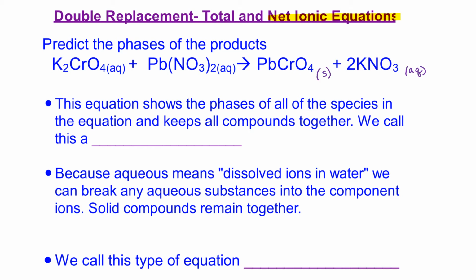And so this is the type of chemical reaction that we've been writing in the past couple of classes. This equation is the one that's going to show the phases of matter for all of the species, and species is really talking about chemicals here, and it keeps all of the compounds together. So we see our compounds in a way that we're used to writing them. And we call this a molecular equation.